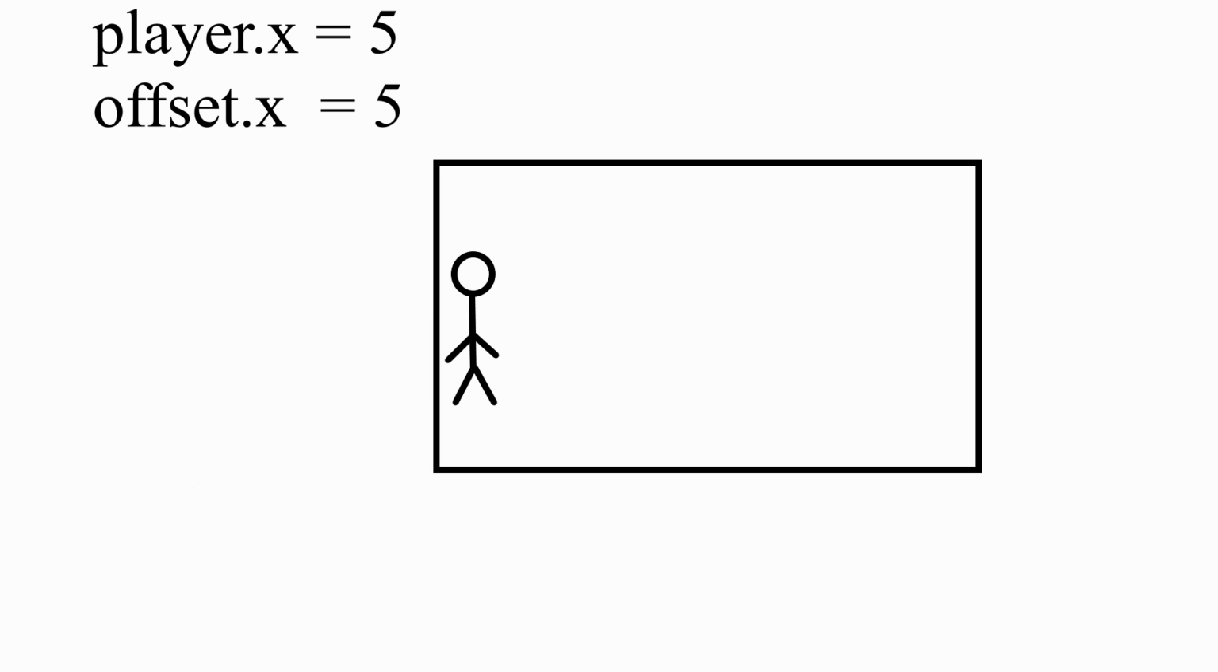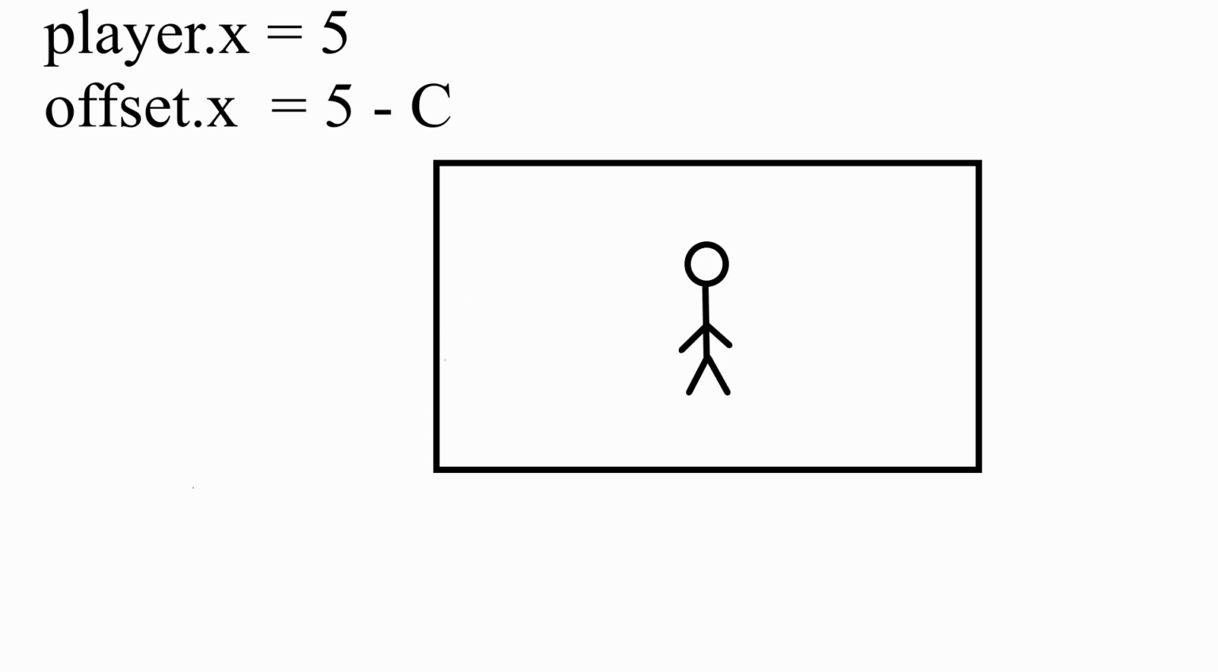So if we keep things the way they are, the player will always appear at the left side of the screen because the camera will just keep on chasing them. But if we pull the screen back by some constant c, then we can control exactly where the player will appear. So in this case, if I subtract half the screen size from the offset, then the player will always appear at the middle of the screen.